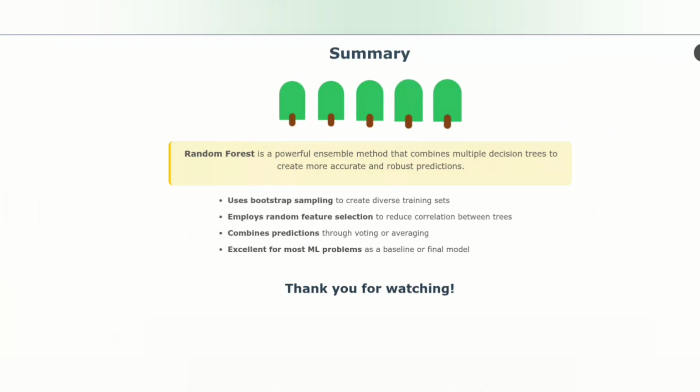And perhaps most importantly, it's an excellent algorithm for most machine learning problems, whether as a baseline model or as your final solution. Random forest truly embodies the principle that the whole is greater than the sum of its parts. By combining many weak learners, individual trees, we create a strong learner that's both accurate and reliable. I hope this explanation has helped you understand random forest better. It's one of those algorithms that's both elegant in its simplicity and powerful in its effectiveness. Next time you're working on a machine learning problem, definitely give random forest a try. You might be surprised by how well it performs right out of the box.